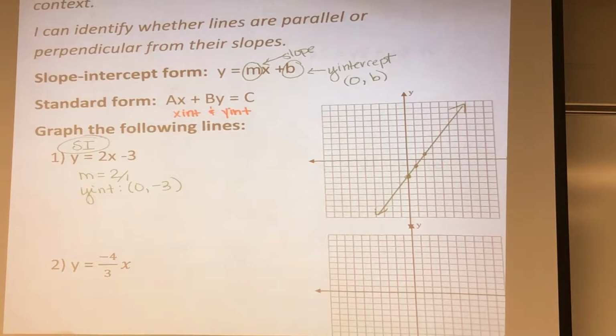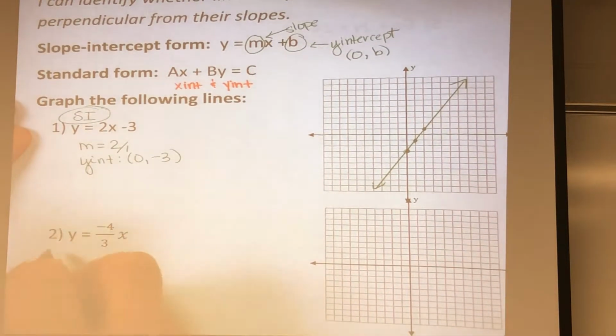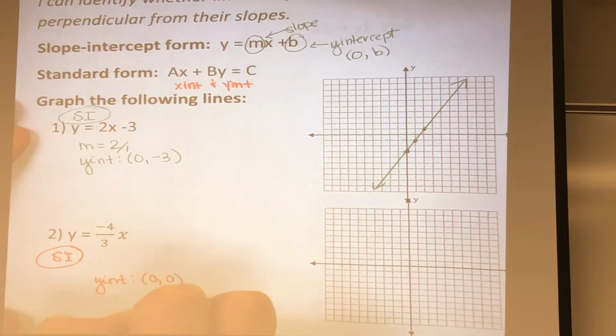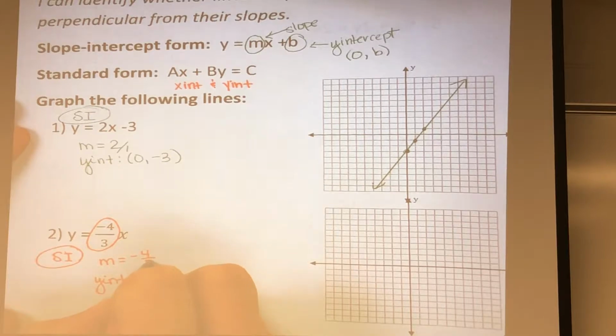Okay, let's try number 2. Number 2 is also in slope-intercept form. Looks a little different because it doesn't have a plus b. If it doesn't have a plus b, that just tells us that our y-intercept is 0. So it would be the point 0, 0. Our slope is still this value before the x, so -4/3.